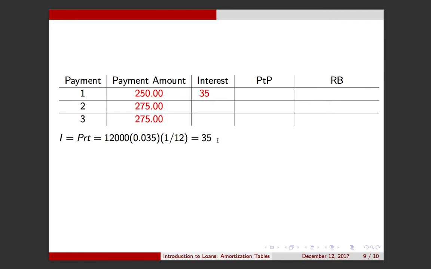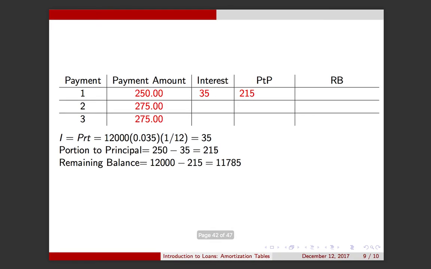But now notice what does change. The portion to principal, the way you calculate that is take the interest out of this check you just wrote. So the bank gets to pocket $35. All of the rest of that check amount goes towards paying down the loan. And so now you have $250 as your payment amount, and you take $35 out of that, and you get $215 as your portion to principal. The remaining balance, just like before, is the amount you currently owe minus the portion to principal, which in this case is $11,785 when you take that $215 number out of the $12,000.